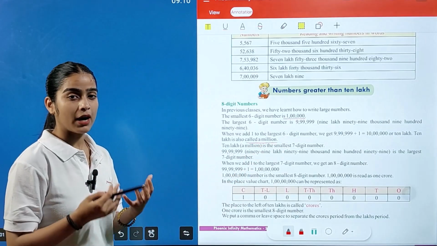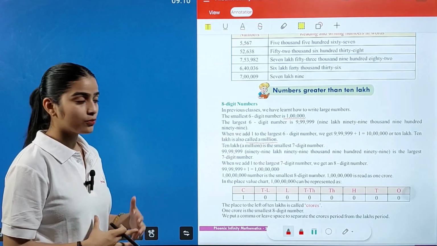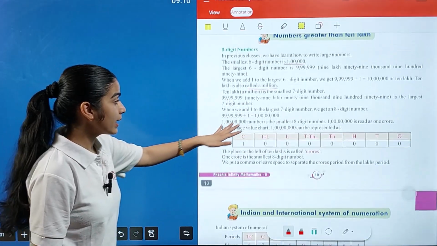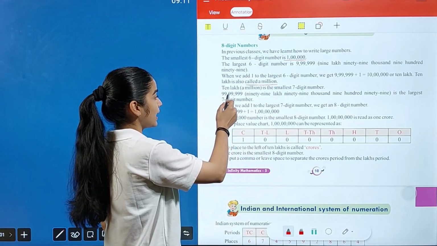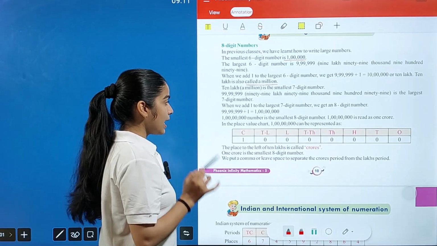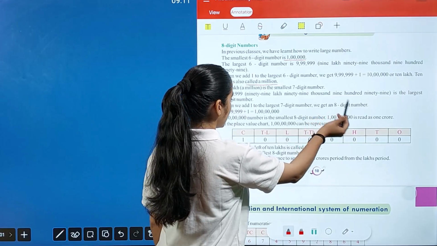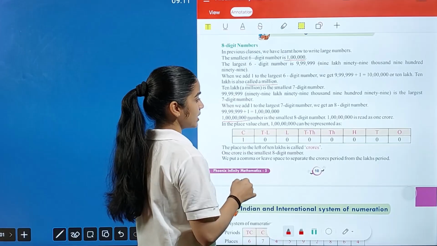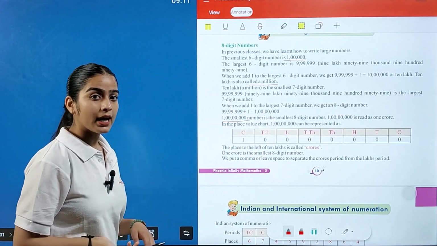So if you have to identify or write what is 1 million, you can easily say 10 lakh. Now 10 lakh, a million, is the smallest 7 digit number, and 99,99,999 is the greatest and largest 7 digit number. When we add 1 to the largest 7 digit number, we get the smallest 8 digit number, and it is read as 1 crore. So after 10 lakh, we have 1 crore.